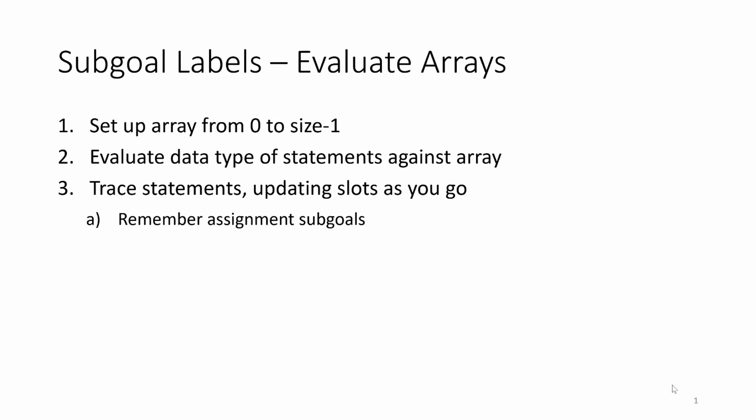This is the third worked example for arrays. In this case, we'll be looking at initializer lists and doing a reverse traversal. Here are the sub-goal labels for evaluating array statements.